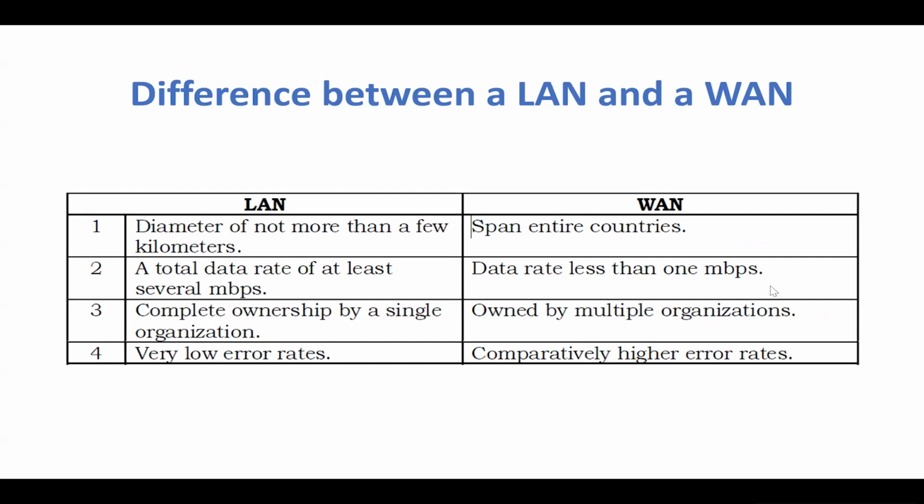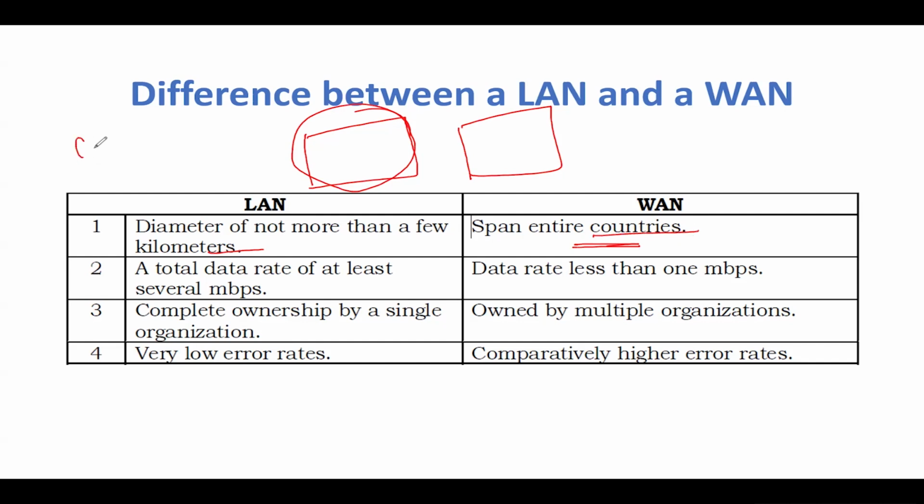Finally, to see the difference between the LAN and the WAN. The very first one is diameter, not more than a few kilometers. LAN will be very small, like I told you, a floor of an office, your college lab. That will be very small. The area of that particular LAN will be smaller compared to WAN. WAN can span countries, like I told you.